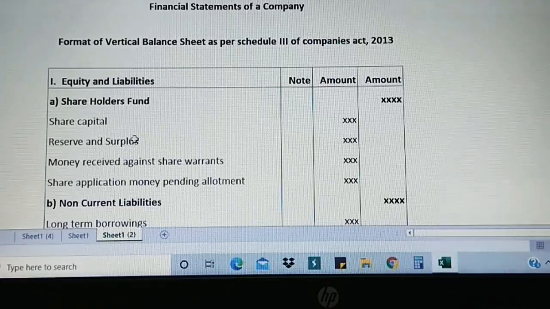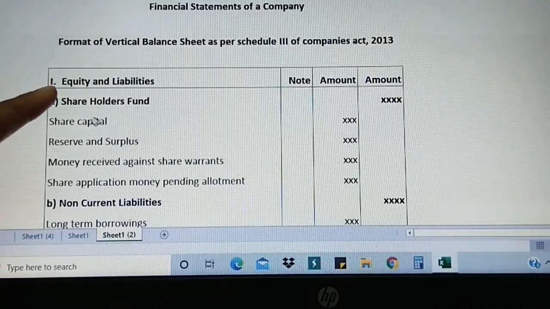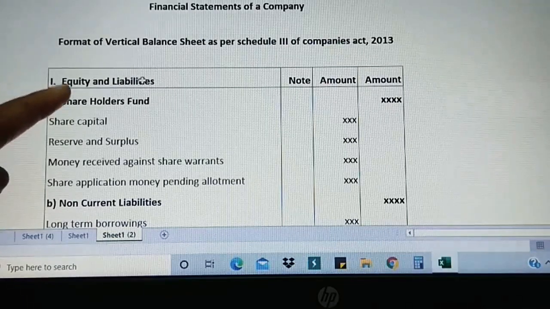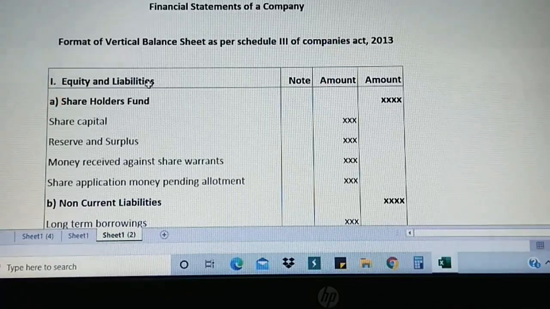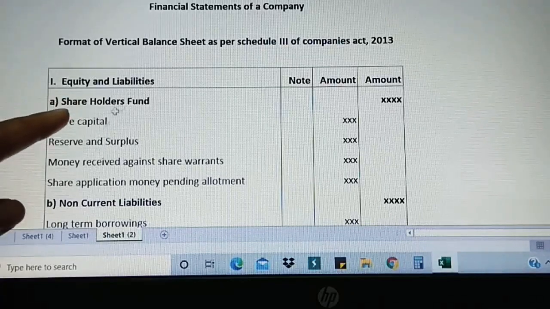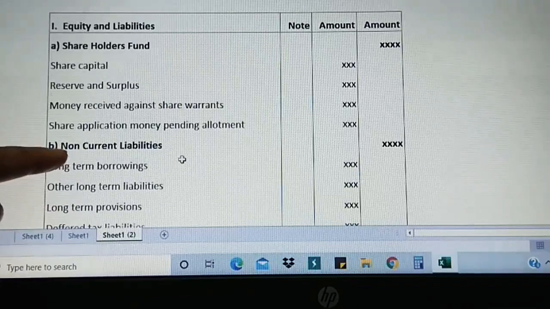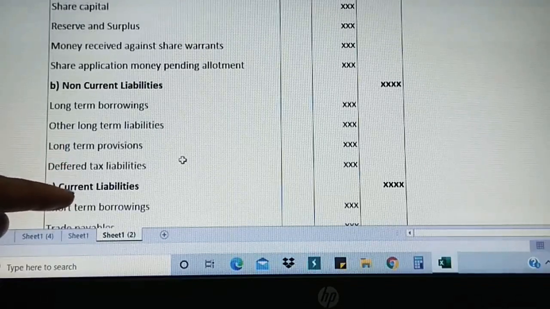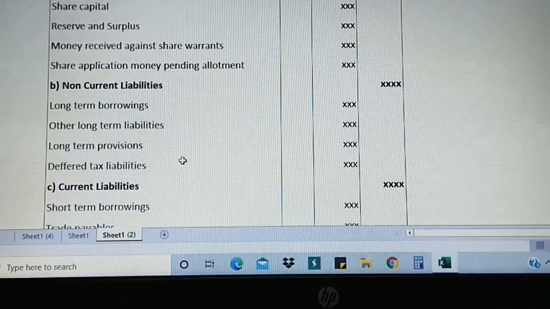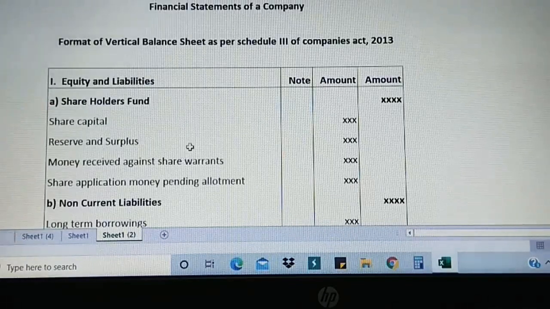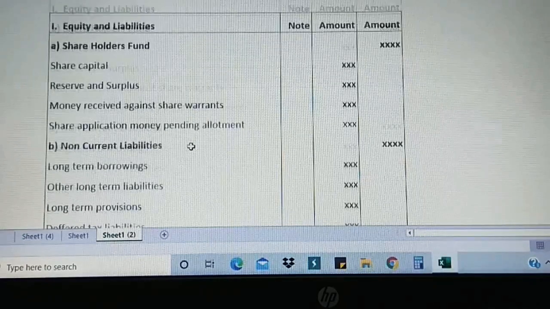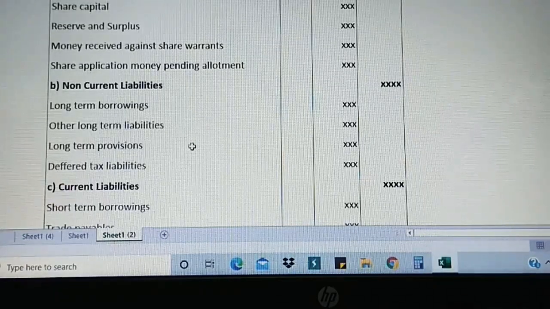So when it is related to a corporate, a joint stock company, we have to mention the words equity and liability. Remember equity and liability. Under this we have three headings. First, remember three subheadings: A is shareholders fund, B is non-current liabilities, and C is current liabilities. Just recall the way I'm teaching you, so it's easy. First shareholders fund, second non-current liabilities, and third current liabilities.